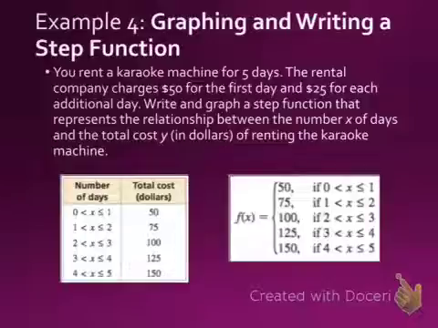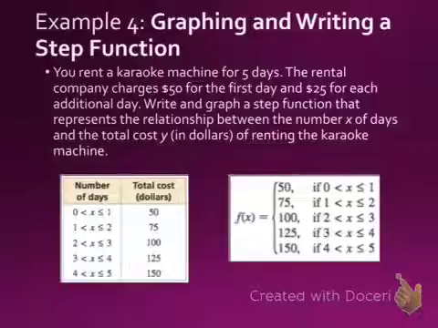So for 0 to 1, it's going to be $50 because that's our first day. And for each day after that, it's $25 more. So if you're greater than a day, but less than or equal to 2 days, it'll be $75. Greater than 2 days, but less than or equal to 3, it's going to be $100. And it's going to continue like that.